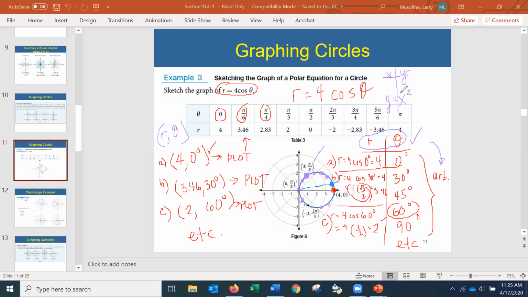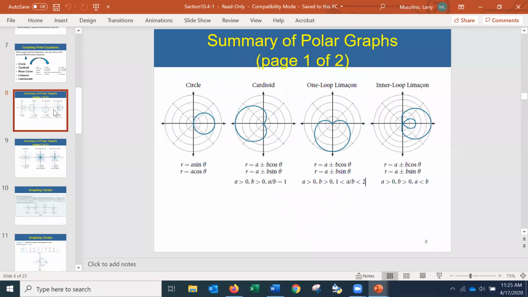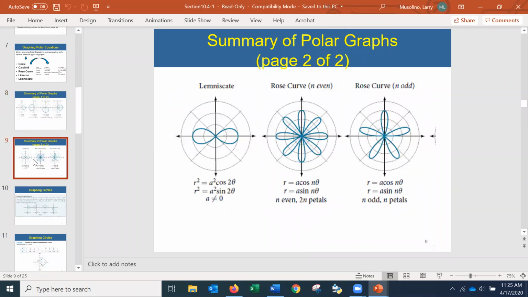So we have a better way, or a shortcut. The shortcut way is to go to slide 8 and match up the equation you're trying to graph with one of these equations. And there's two pages of these summaries. So I would either look at this page, slide 8, or look at slide 9. Match up the equation to one of these options. That will tell you the type of curve.